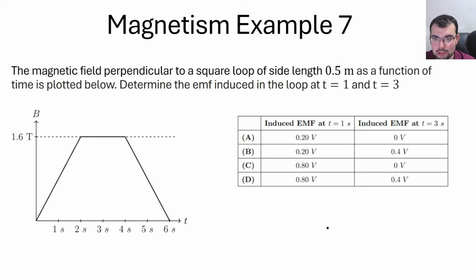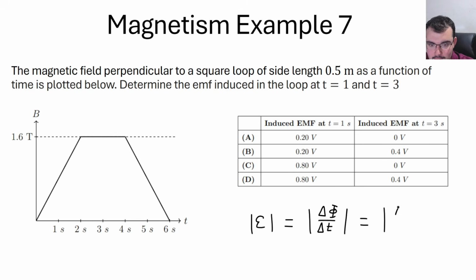Now to end with our multiple choice section, we got magnetism with Faraday. So the magnetic field perpendicular to a square loop of side length 0.5 meters is plotted below. What's the EMF induced at t equals 1 and t equals 3? So we know that EMF, in absolute value at least, the negative just tells you current opposes the change, is the rate of flux change. And what is flux? Well, flux is BA. So we just got to evaluate this fraction at each of these times.